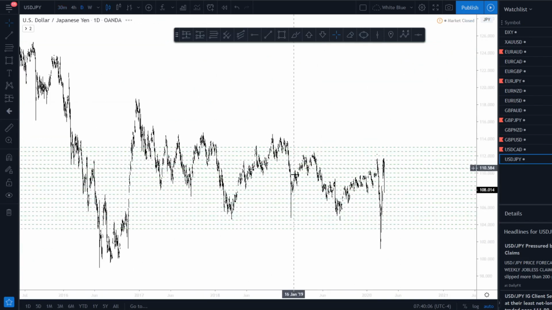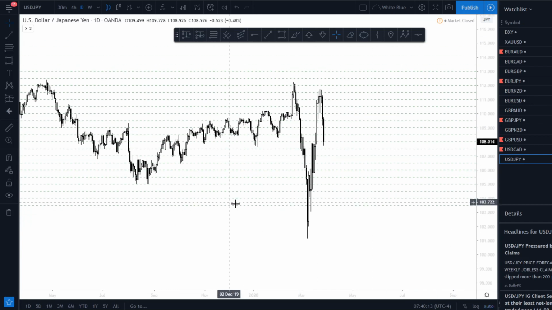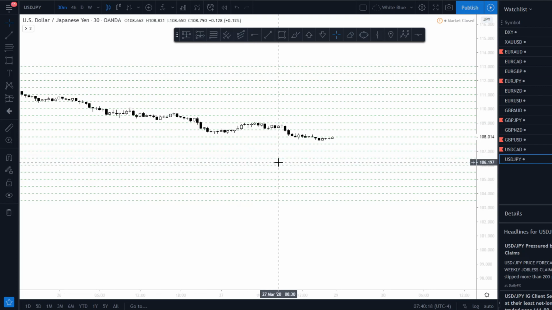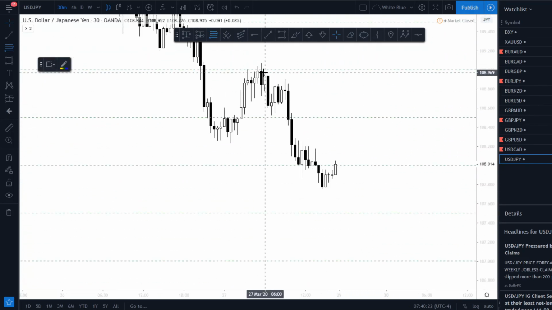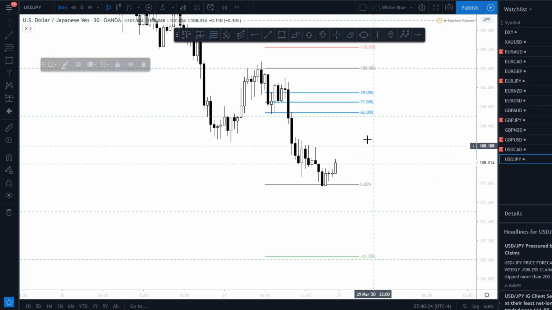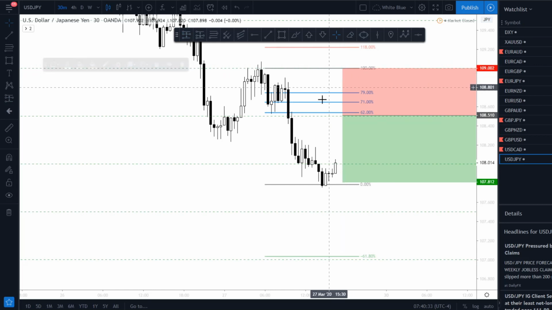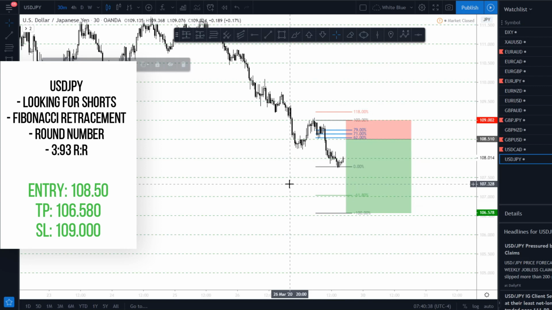USD JPY seems to have reversed from this level up here, and we're in a down move now. So I'll be having a look for shorts. Again, high, low, 71. Although there's a round number here, so I'll be taking that one instead. Stop loss at the high, and then a symmetrical move down. As you can see, super simple strategy.